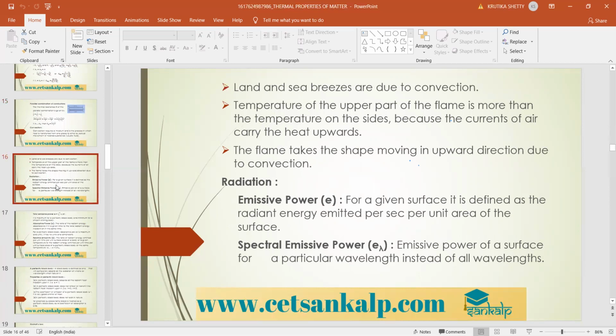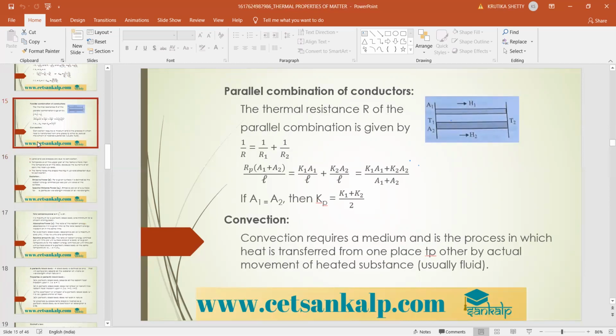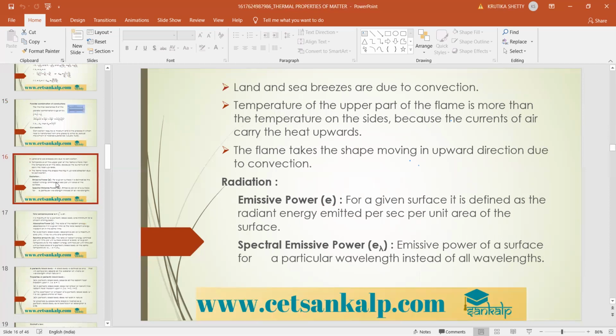So already we defined convection. Convection is nothing but what? Actual movement of the molecules takes place. Here land and sea breezes are due to convection. This is an example. The temperature of the upper part of the flame is more than the temperature on the sides because the currents of air carry the heat in the upward direction. The flame takes the shape, moving in the upward direction, due to convection. So here is an example of convection.